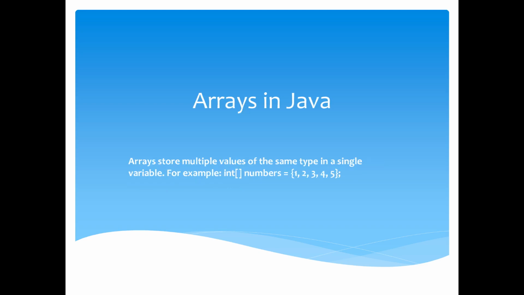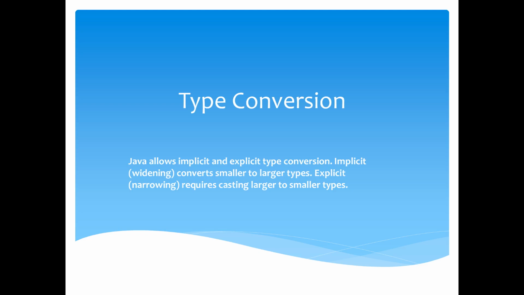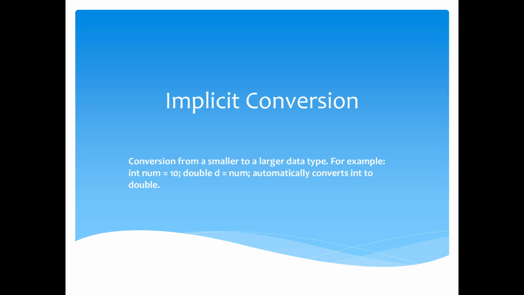Arrays in Java. Arrays store multiple values of the same type in a single variable. For example, int[] numbers = {1, 2, 3, 4, 5}. Type conversion. Java allows implicit and explicit type conversion. Implicit widening converts smaller to larger types. Explicit narrowing requires casting larger to smaller types.